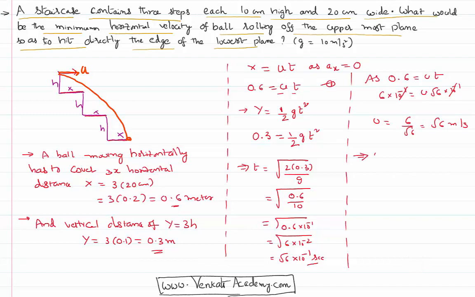If you calculate, it will be close to 2.45 meter per second. So for this to happen, the body shall be projected with a velocity of 2.45 meter per second horizontally. Therefore, it can come and hit the last step comfortably.